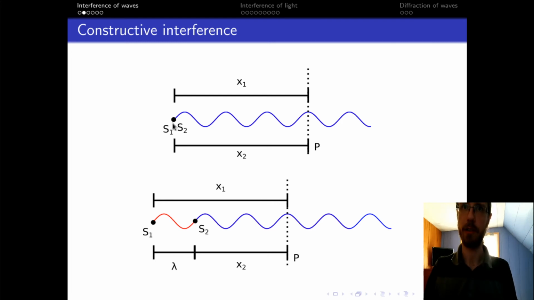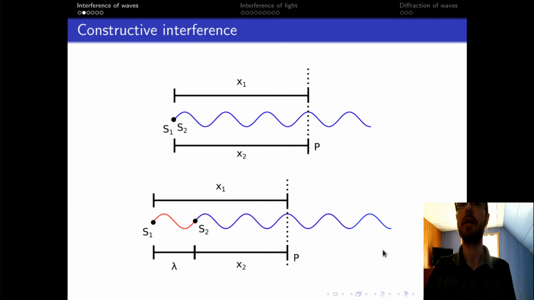This is the first one in which we had the two sources at the very same place, and I named x1 the distance a wave has to travel to start from this source to go here, and x2 the distance a wave has to travel from its own source, s2, to go again to the same position, p. Here, the two distances are equal since the two sources are at the very same place.